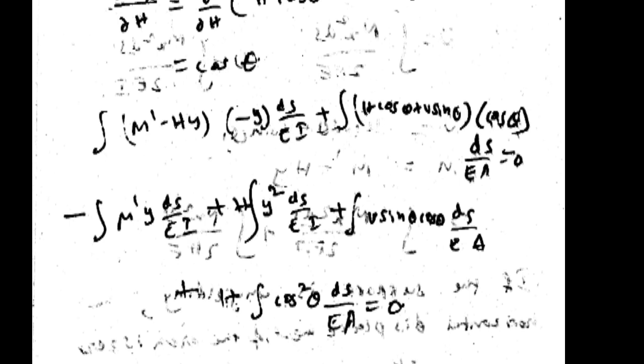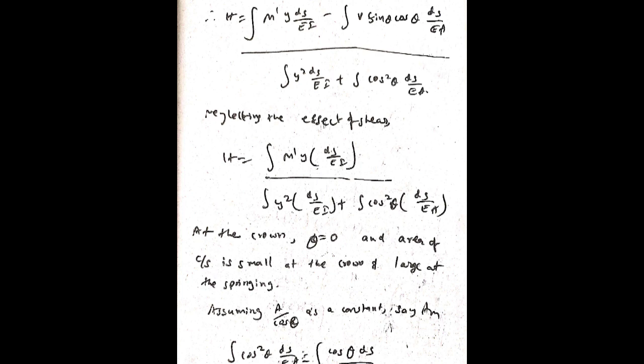Therefore, minus M dash y ds by EI plus H into integration y square ds by EI plus integration V sin theta cos theta ds by AE plus H integration cos square theta ds by AE equals 0. Therefore, we will get H equals integration M dash y ds by EI minus integration V sin theta cos theta ds by AE, divided by integration y square ds by EI plus integration cos square theta ds by AE. Neglecting the effect of shear, we will get H equals integration M dash y ds by EI divided by integration y square ds by EI plus integration cos square theta ds by AE.